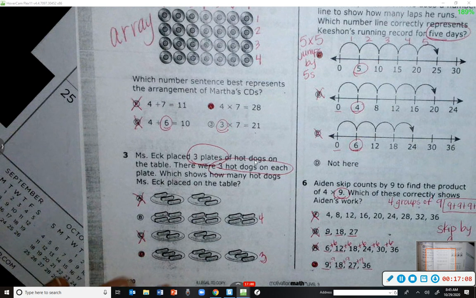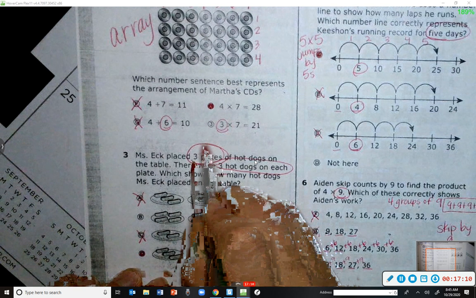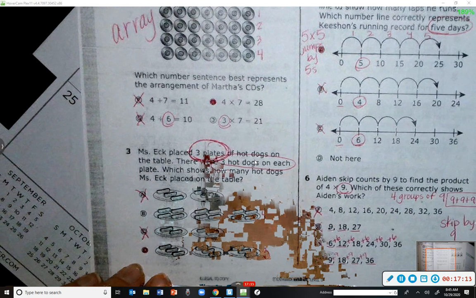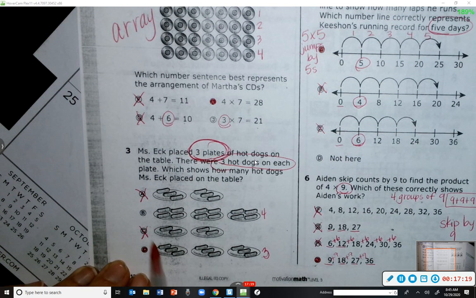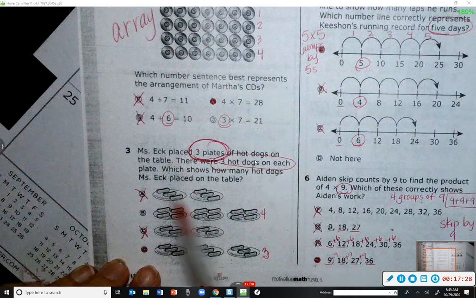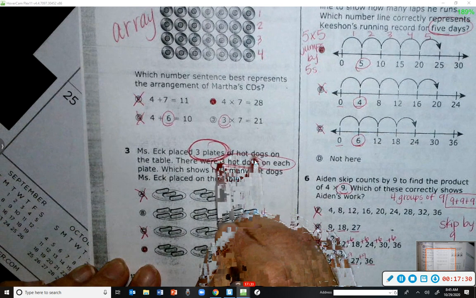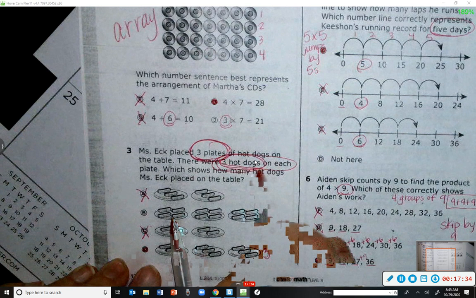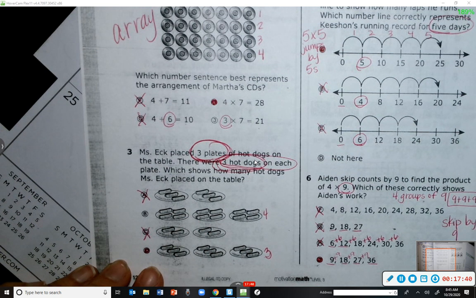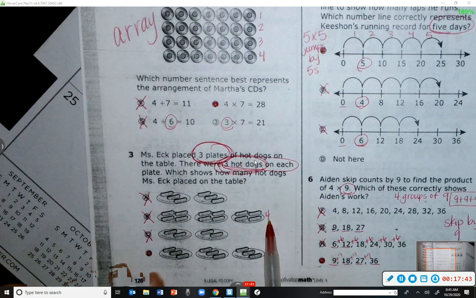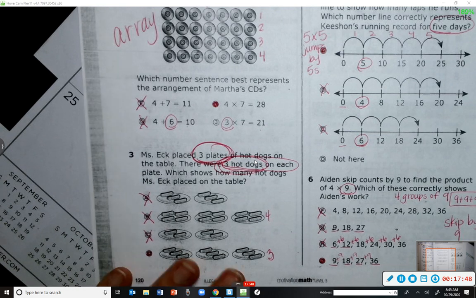It says 3 plates, so we knew we had to find a picture that had 3 plates. So we went ahead and eliminated the ones that didn't have 3 plates, which was A and C. B and D both had 3 plates, but we needed to make sure that the plates also had 3 hot dogs. So we looked at the hot dogs next, and we saw that there's 4 here and 3 here. B was incorrect because we don't want 4, we want 3. Okay? Make sense now? Yes. All right, any other questions?